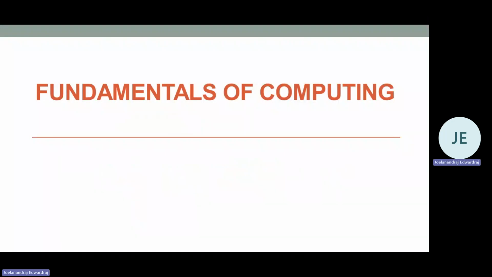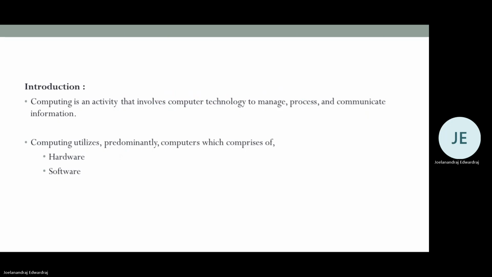So the last section was about the fundamentals of computing, right? So in our perspective, we have seen what is meant by computing. Computing is merely an activity, that's it. Computing is just an activity. In this computer science domain, we see computing involves technology to manage, process, and communicate information. For doing these three sort of things, we use something called what? Computers. The lecture started with what is meant by computing.